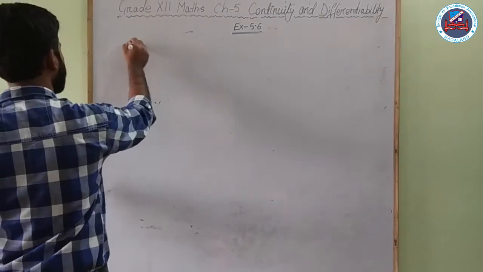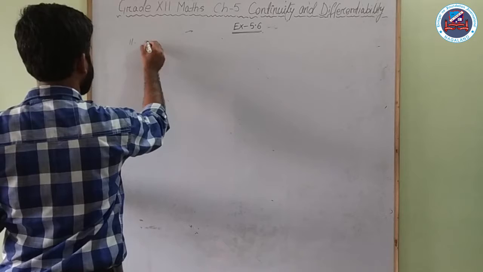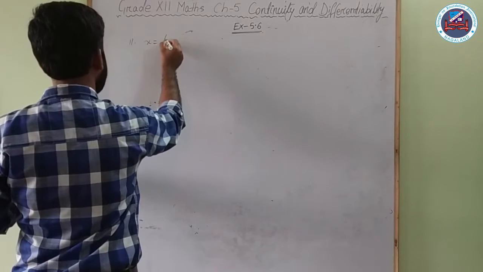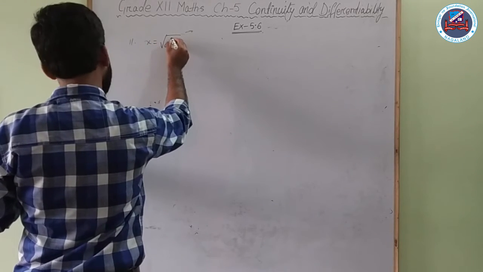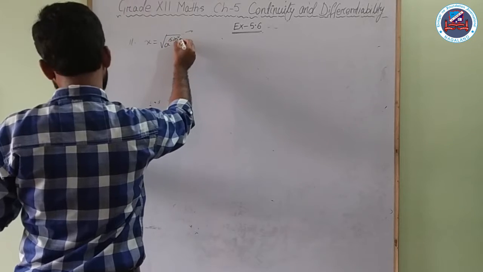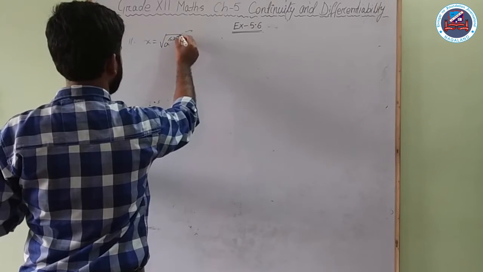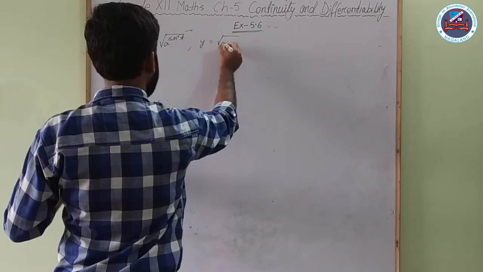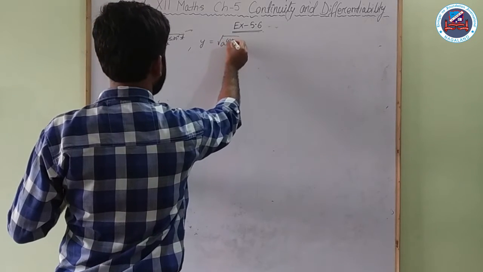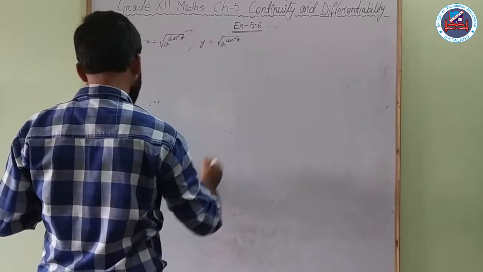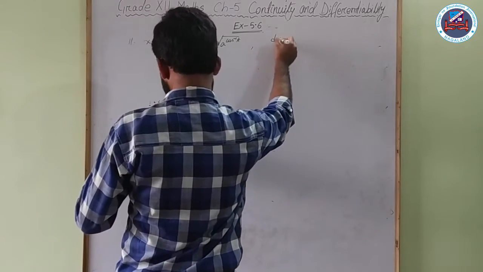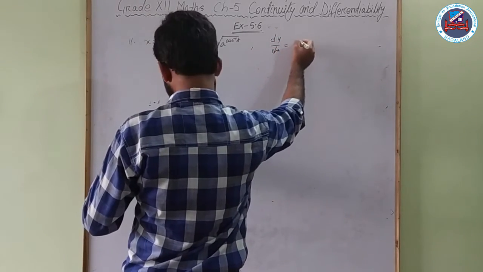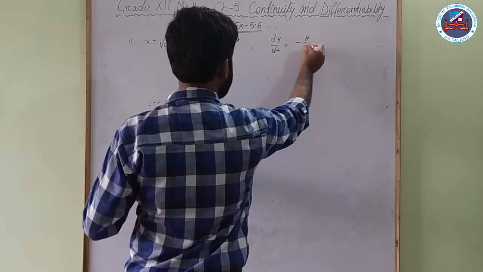In question number 11, we have x is equal to root over a to the power sine inverse t, and y is equal to root over a to the power cos inverse t. So we need to show that dy by dx, or d/dx of y, is equal to minus y by x.